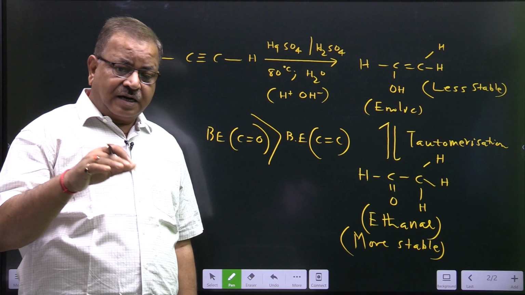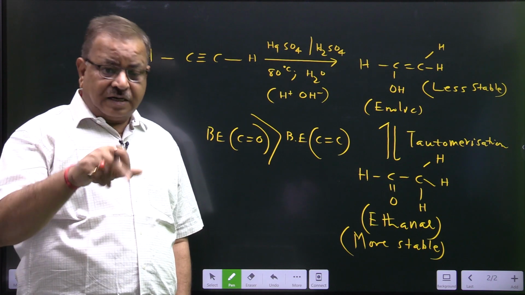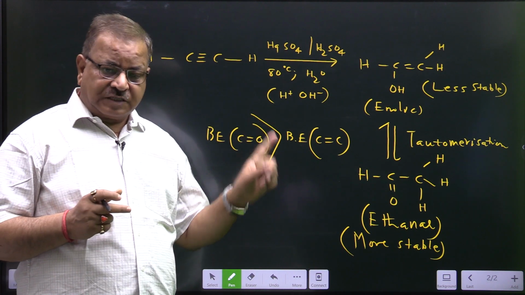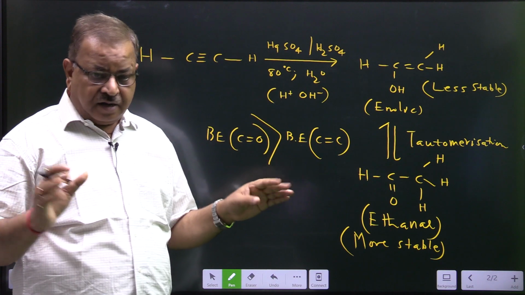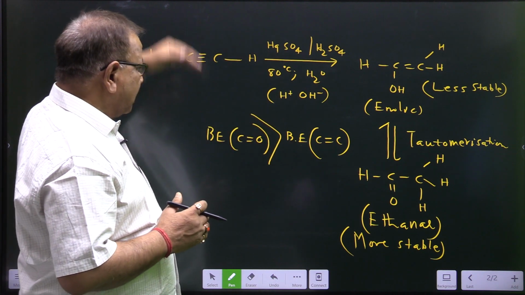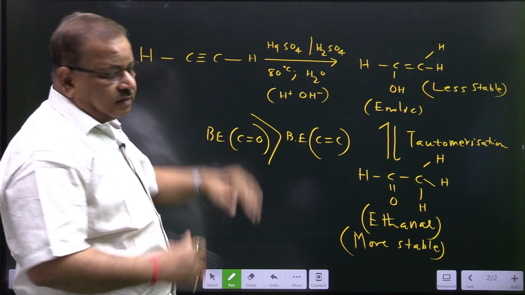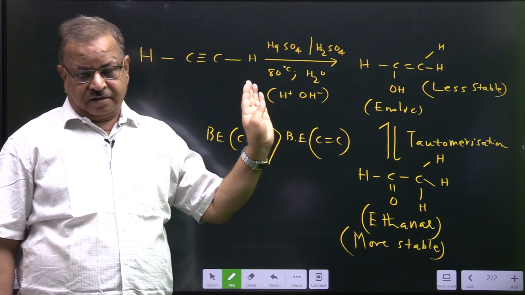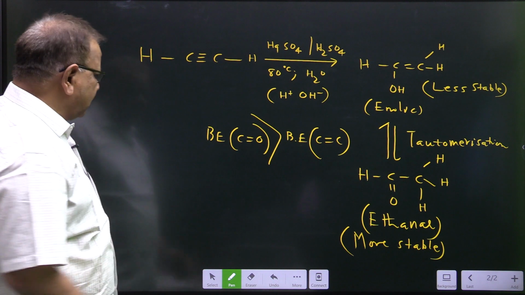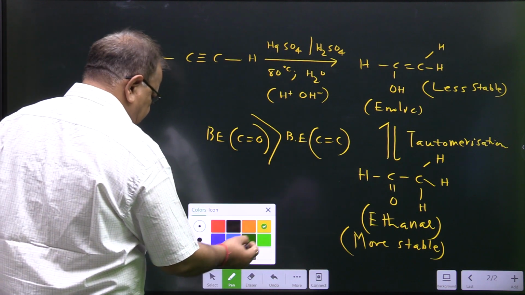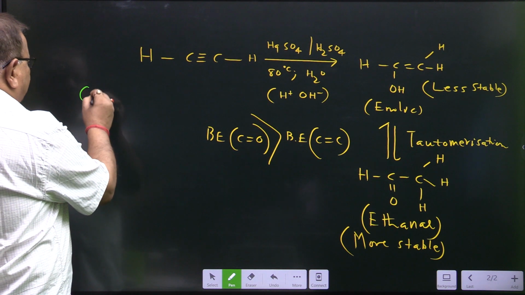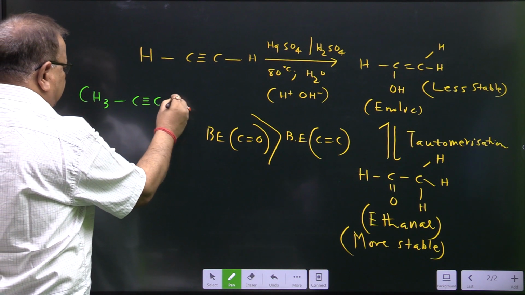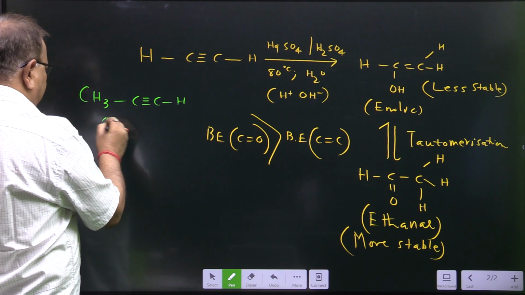Why so? Actually alkynes are less reactive than alkenes. Why are alkynes less reactive? There are two factors. First, the hybridization of carbon in alkynes is sp. The geometry is linear, the bond angle is 180, and these pi bonds are cylindrical. The pi electron cloud is cylindrically distributed about this bond. That's why electrophilic addition is very difficult here. This is the simplest alkyne. Now we can change the group like this. It's 1-propyne.